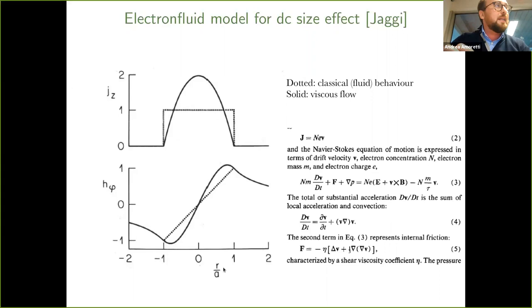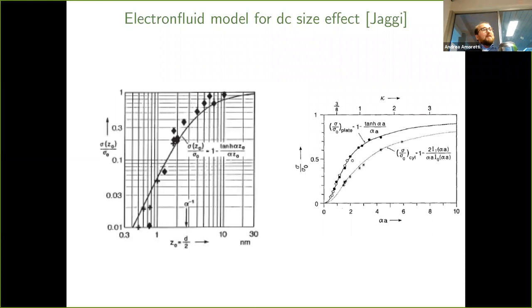So he really solved the Navier-Stokes equation in this case, trying to describe fundamental degrees of freedom and comparing the electric resistivity. And those were the experimental results that he tried to compare with. So, which I think is a pretty accurate description.